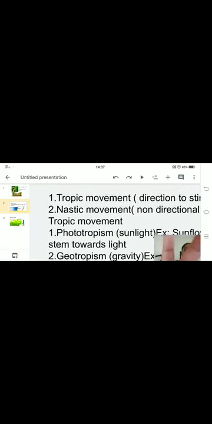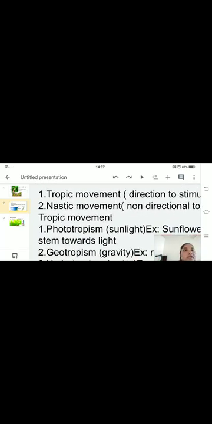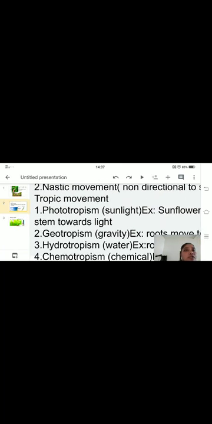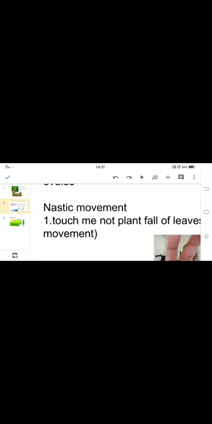Coming back to our topic, in a tropic movement, I have written here 4, but there are 5. Okay, first one, according to light, as I gave before the example of a sunflower. Here you can see I have written phototropism due to sunlight. The sunflower stem bends towards the light. Am I clear?